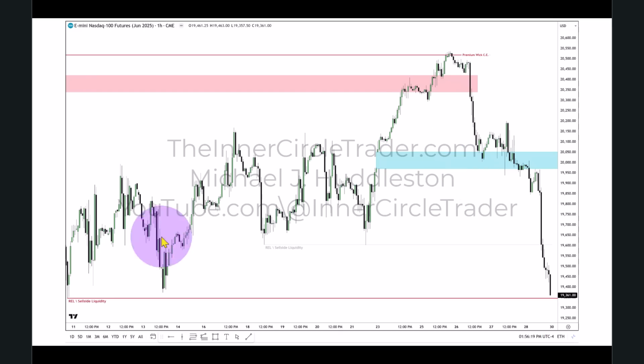All the way over here, we see those relative equal lows that I mentioned on the daily chart. There's sell side below that. And then we had another one here on the hourly chart. You can see real clear.